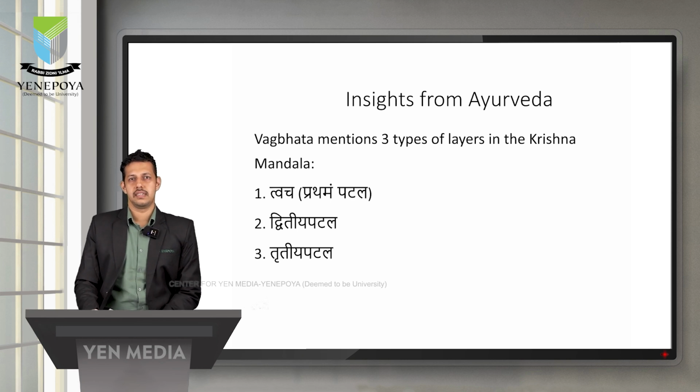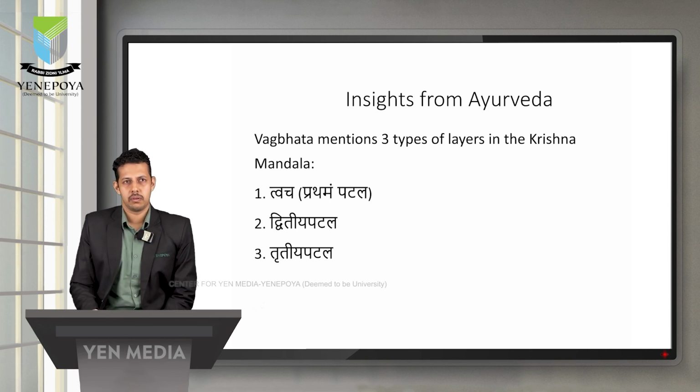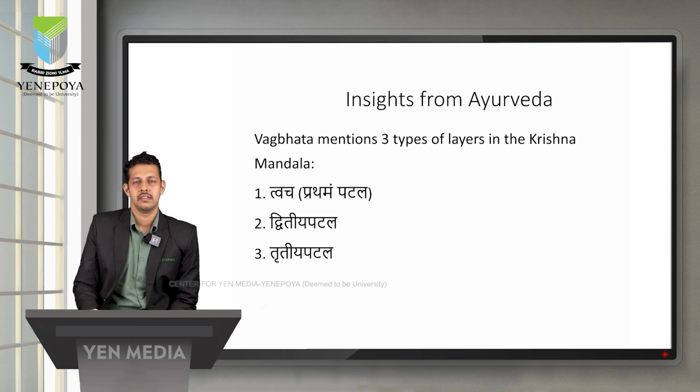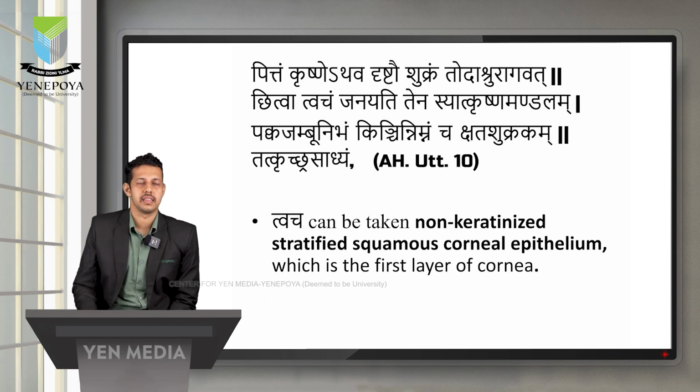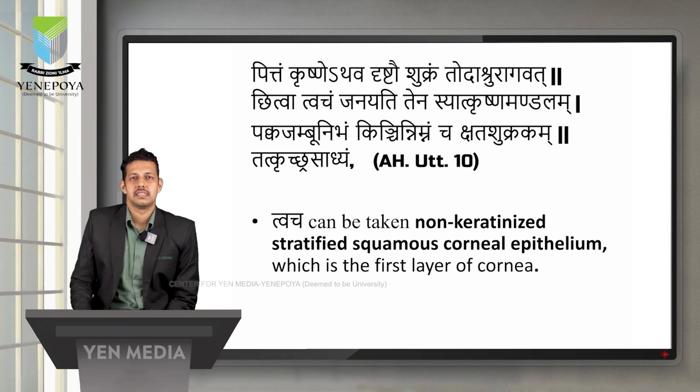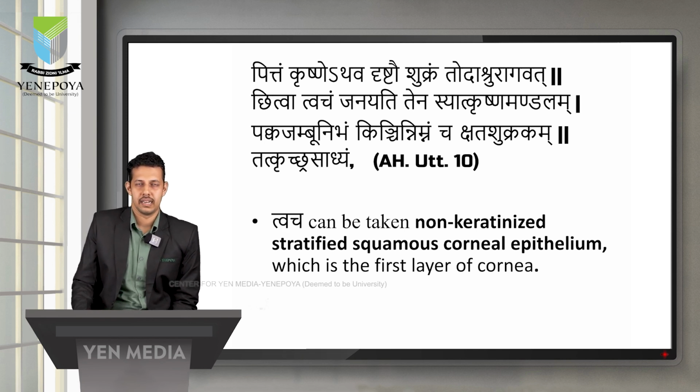When we look at the insights from Ayurveda, Vagbhata mentions 3 important layers of Krishna Mandala. Krishna Mandala we can take as the cornea. He tells 3 patala: Prathama, Dvitiya and Tritiya. The Prathama patala is Tvacha, which is nothing but our corneal epithelium. In the shloka, he mentions symptoms like Toda, which is pain, Ashru, which is watering of eyes, and Raga, which is redness. All these symptoms can be seen when the corneal epithelium is damaged.